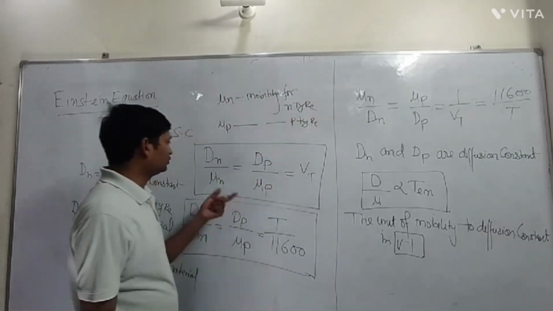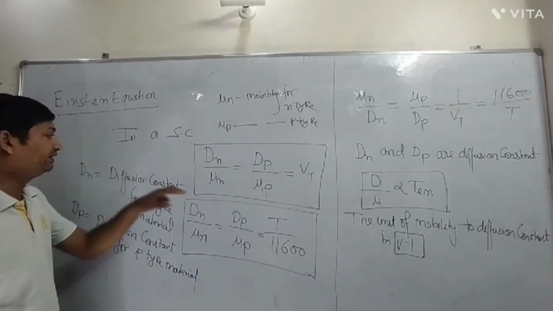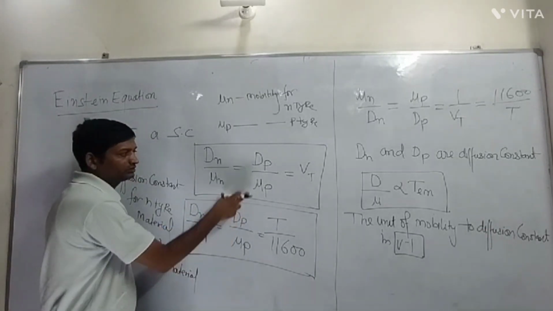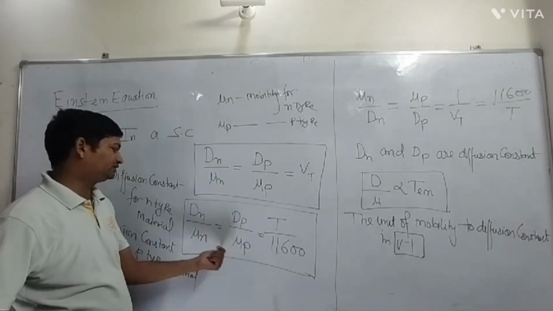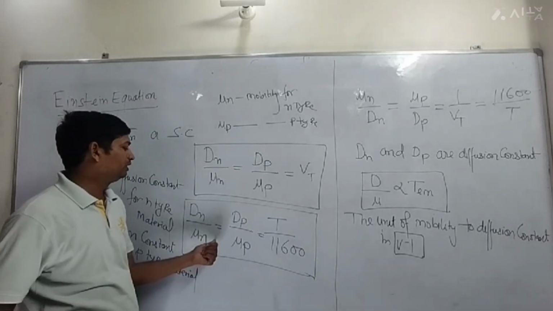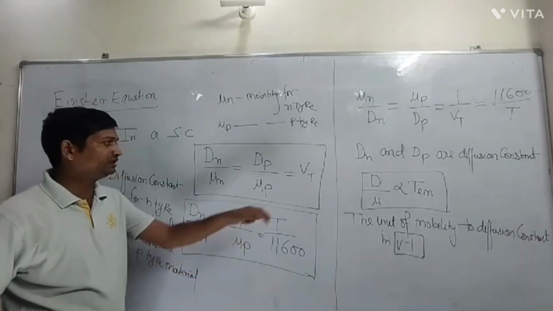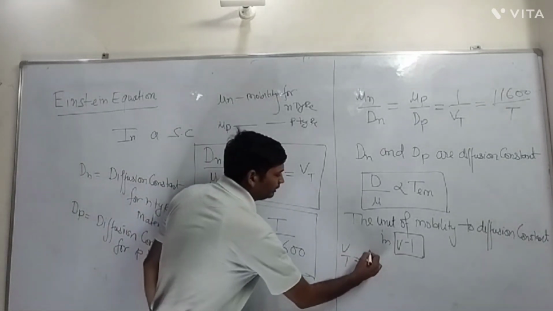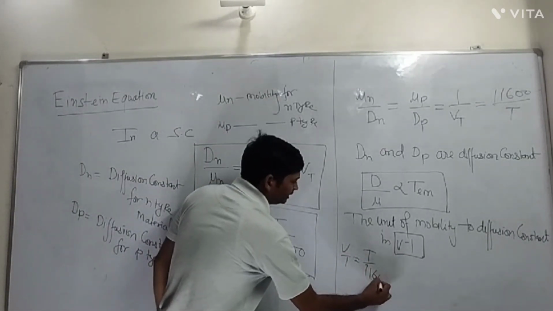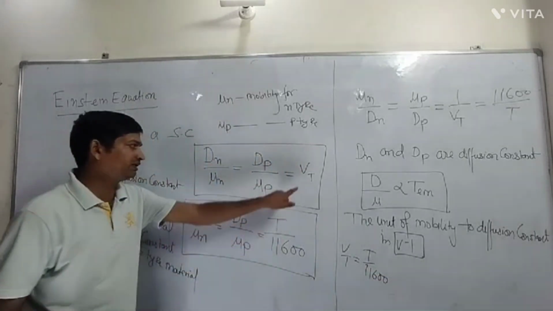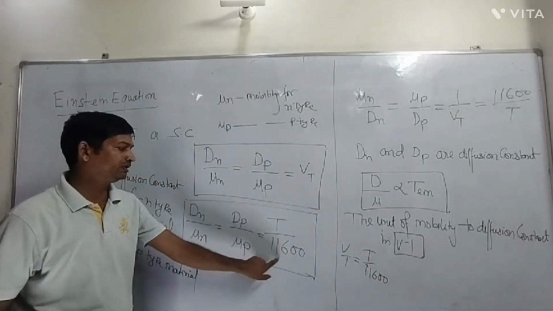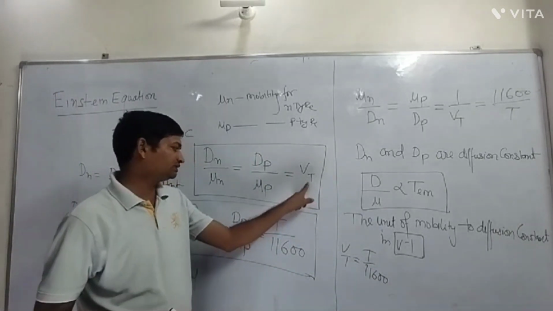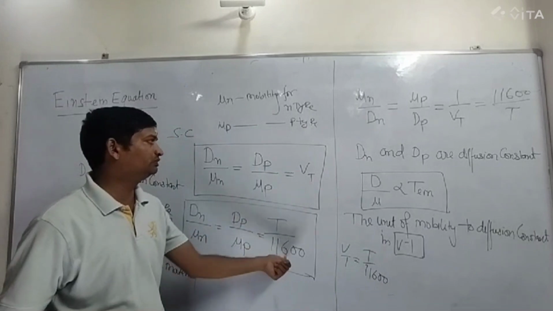Okay, so that is the equation deciding the mobility and diffusion, and we can write it as Dn divided by mu n is equal to Dp divided by mu p is equal to the thermal voltage Vt. Vt is equal to T by 11,600. So we can replace Vt with T divided by 11,600, where Vt is the thermal voltage.